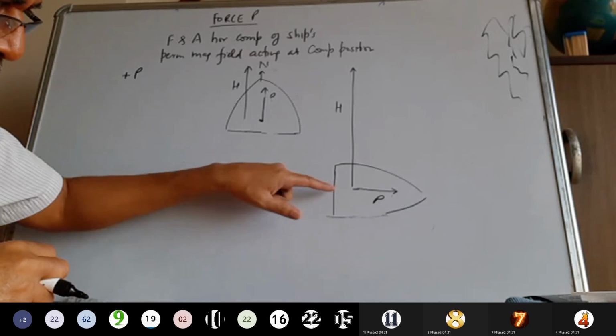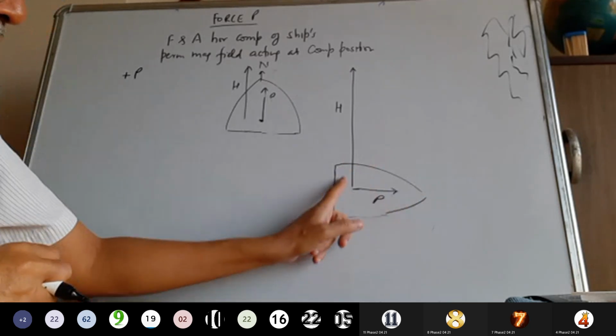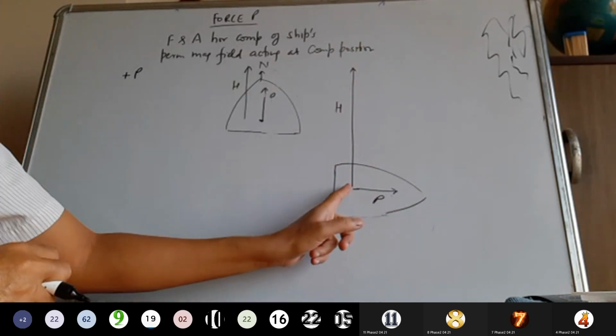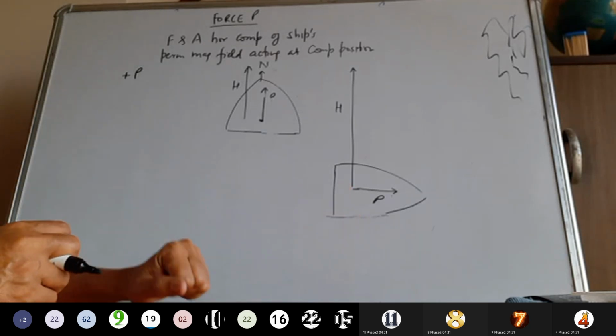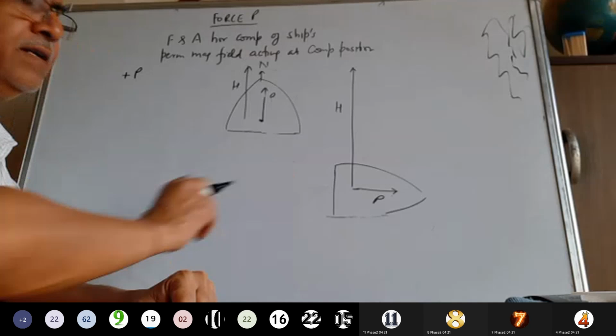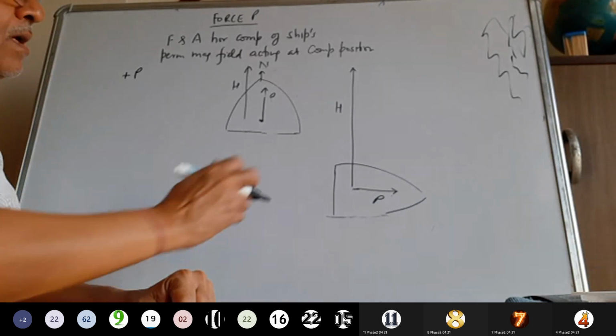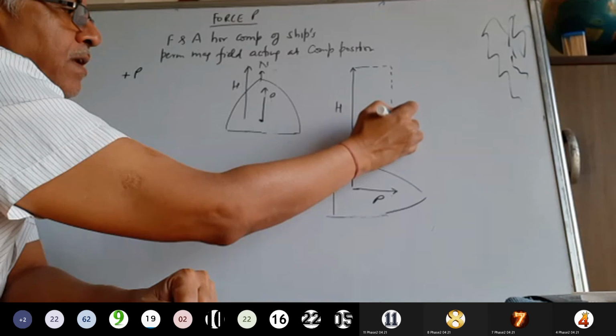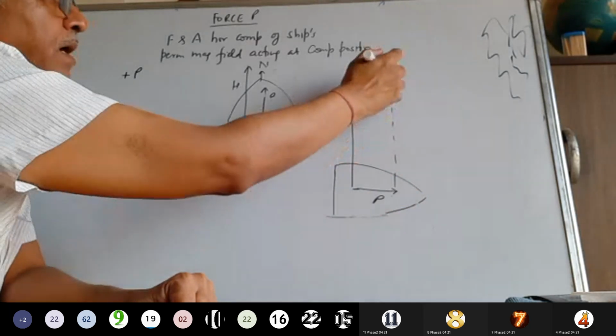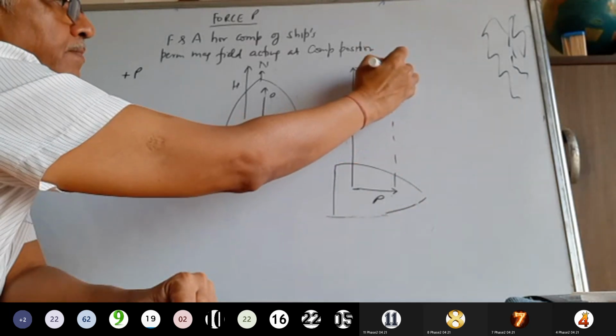So P is due to the ship's magnetism, and H is due to the Earth's magnetism, which is trying to align the magnetic compass towards north. So what happens, because there is a force acting at the compass position apart from H? Let us say this is the resultant of H and P.